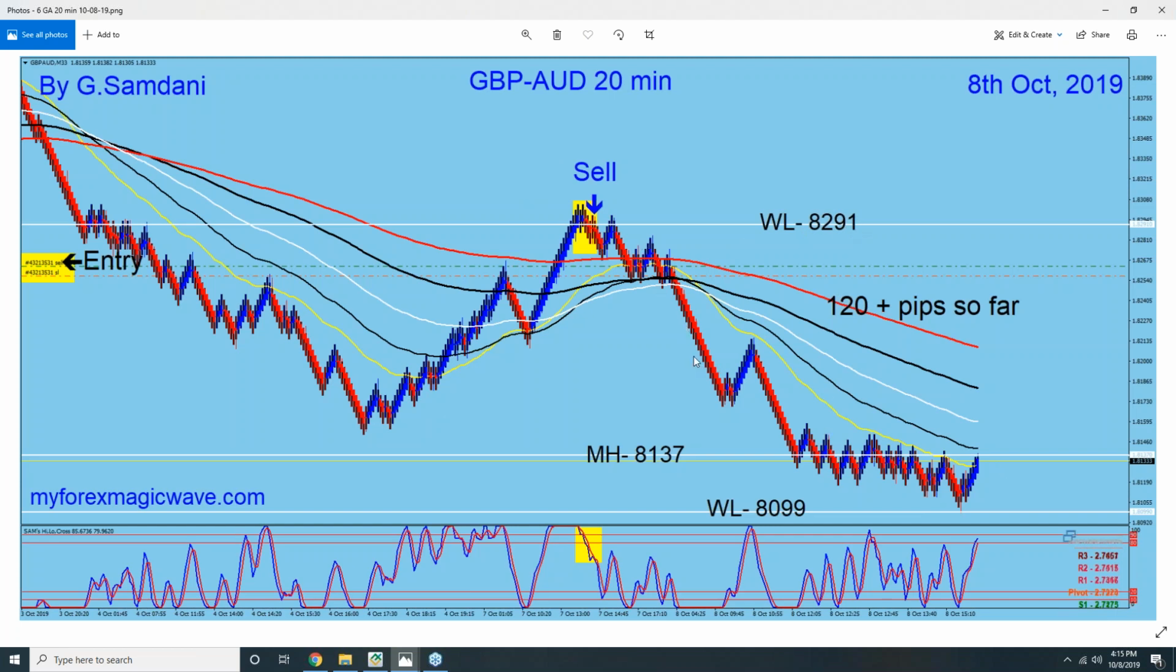And then once you know what the index is doing, you don't wait. When you see something like this happening, just get in. That's it. By the way, I'm showing this pound Aussie on the 20-minute. This was the setup on a 20-minute, but I took the entry on the 7-minute. I'm showing this 20-minute chart because this whole thing was not coming into the 7-minute chart.